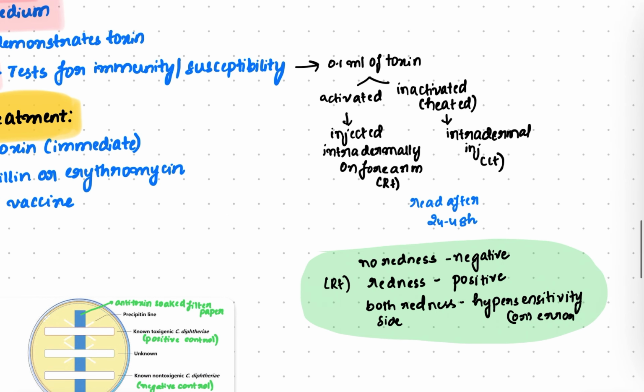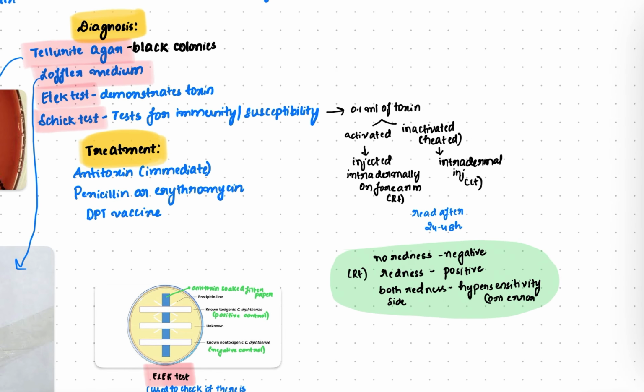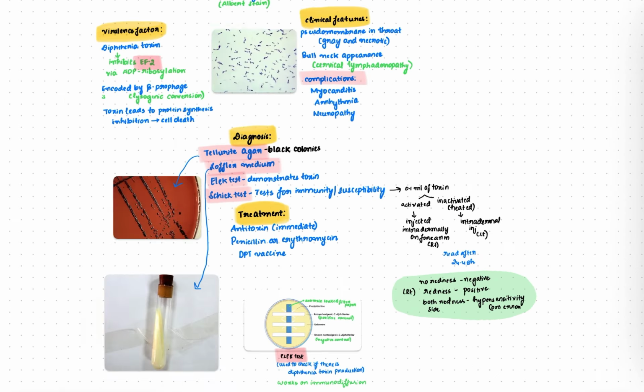If there is no redness in either arm, it is negative. If there is redness in the right arm, that is the activated side, it is positive. And if redness is seen in both arms, it is a hypersensitivity reaction. So if the person has redness on the activated side, it indicates that the person is susceptible, and if there is redness on both sides, there is hypersensitivity.